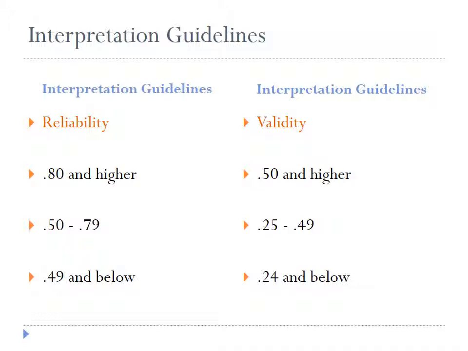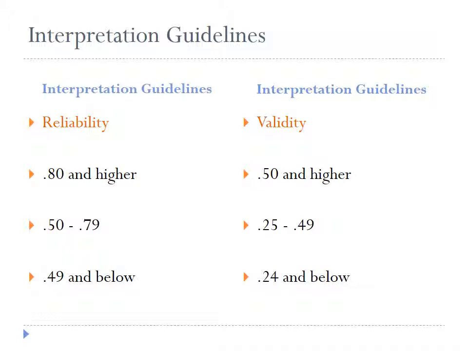Here are some guidelines to help you interpret reliability and validity. These are not etched in stone, just rules of thumb. When interpreting reliability, 0.8 or higher is good. 0.9 and above is great. 0.5 to 0.79 is okay. And anything below 0.5 is considered weak.